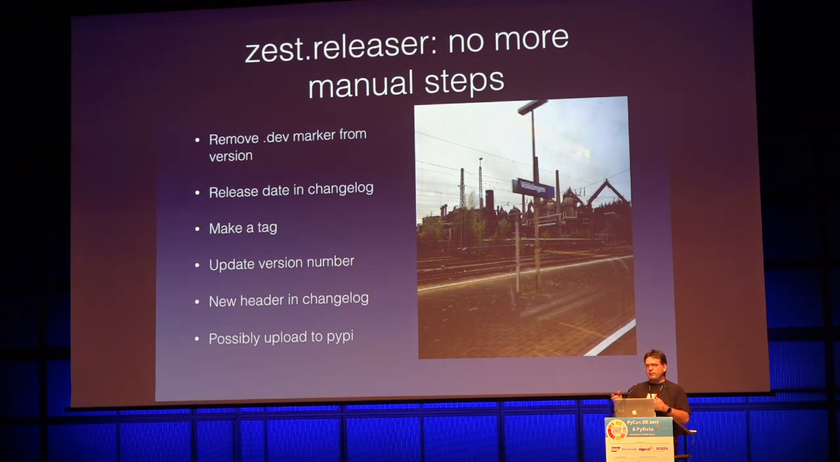You have a version number with mostly a .dev0 or something, a marker behind it. You have to remove the marker. You have to record the date and the change log. Then actually make a tag. Don't forget to push everything. Update the version number. Add a new line in the change log. And oh yeah, you shouldn't forget to upload it to PyPI as a release from the tag and not your current master after you've done all this. So, okay.